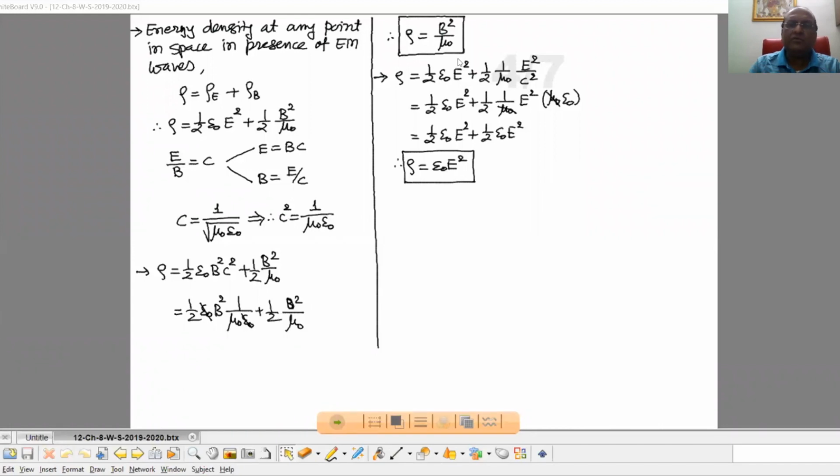So these are the equations of energy density at any point in space in presence of electromagnetic waves in terms of electric field as well as magnetic field. Clear to all of you? Any doubt in this one?